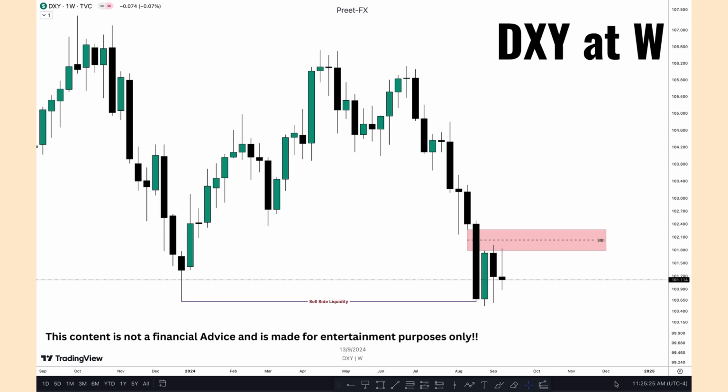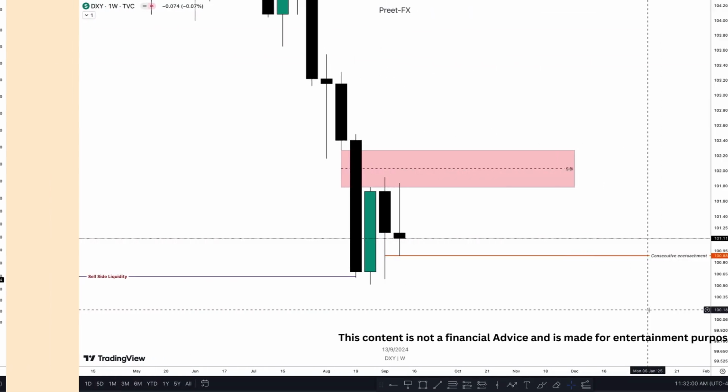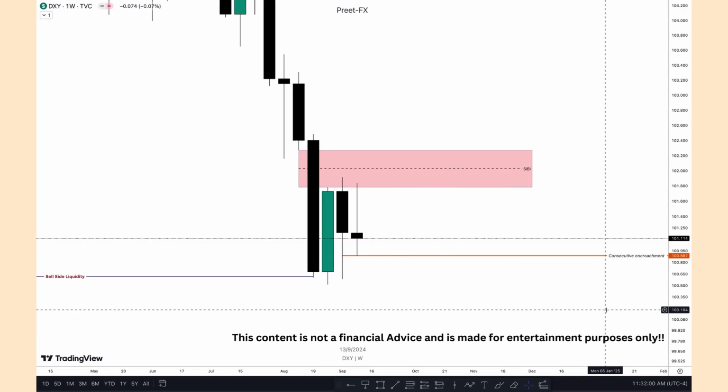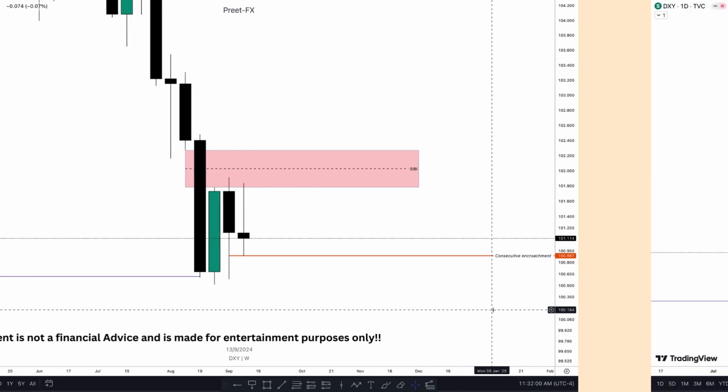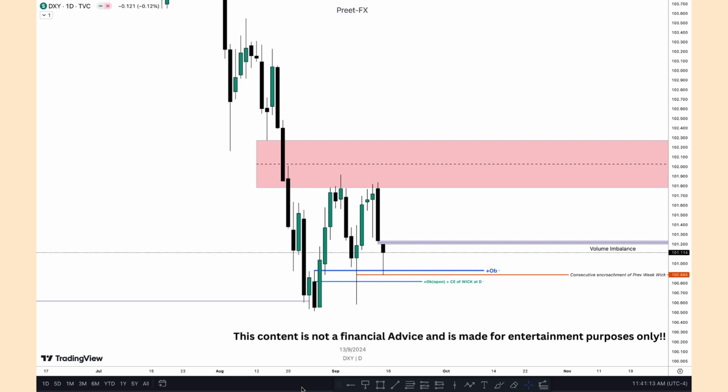Now, if we zoom into the recent price action, we can see that price experienced a rejection from 50% level of previous week's candle wick. This area is marked as conservative encroachment. Now, let's look at the daily chart. Price reacted from the daily order block, pushing the price towards the weekly SIBI as marked in red.